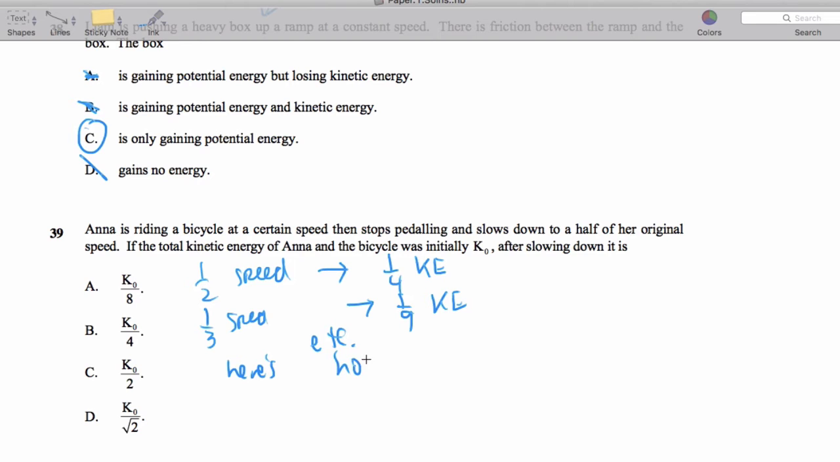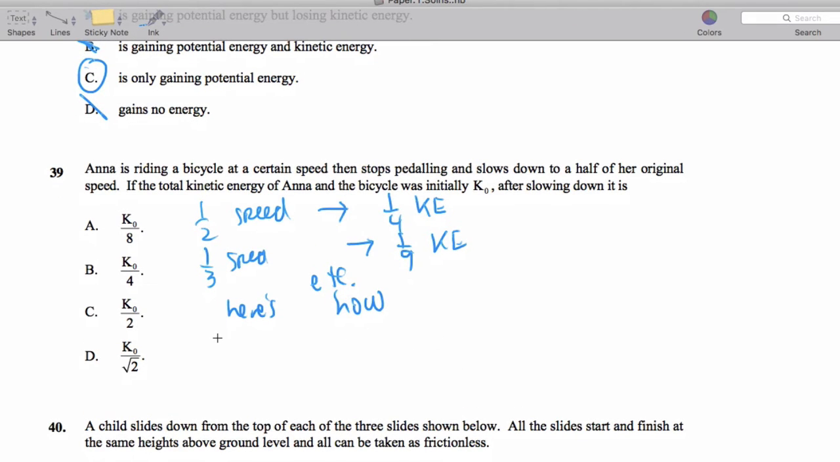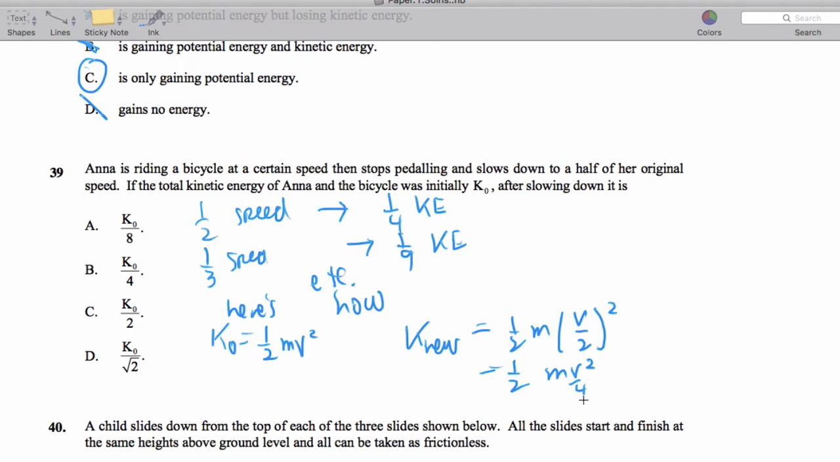Let me show you how. So original kinetic energy, 1/2 mv squared. New kinetic energy is 1/2 m (v over 2) squared, which is 1/2 mv squared over 4, which is 1/4 KE0. And that's how I'm getting choice B.